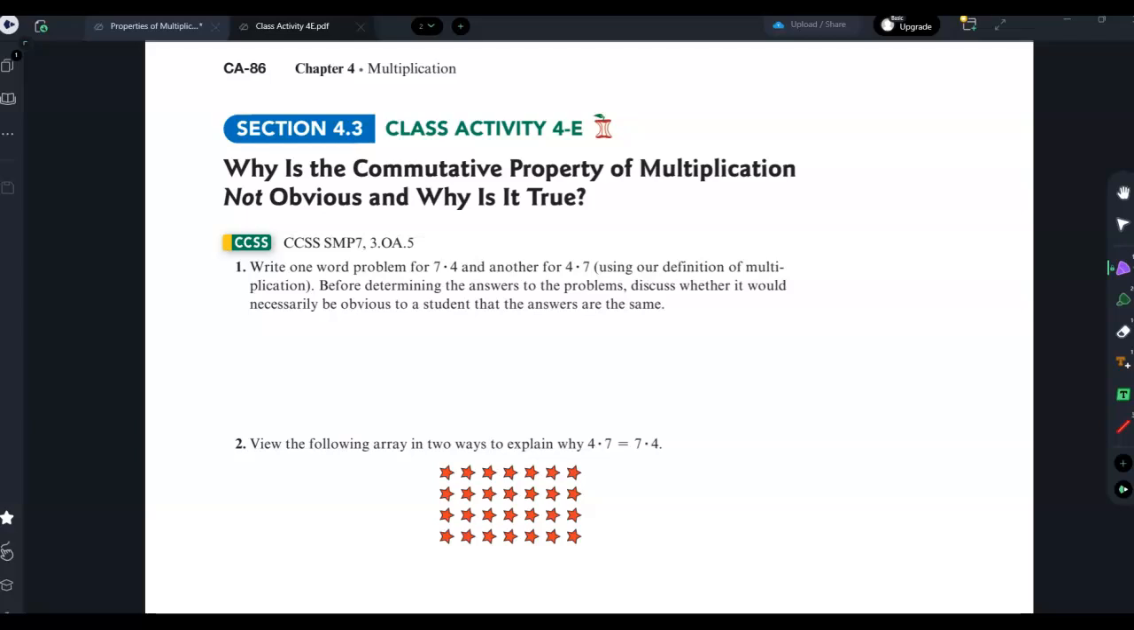Number one on this activity says to write one word problem for 7 times 4 and another for 4 times 7 using our definition of multiplication. And then before determining the answers to the problems, discuss whether it would necessarily be obvious to a student that the answers are the same. So you could choose any multitude of story problems that you want to come up with here.